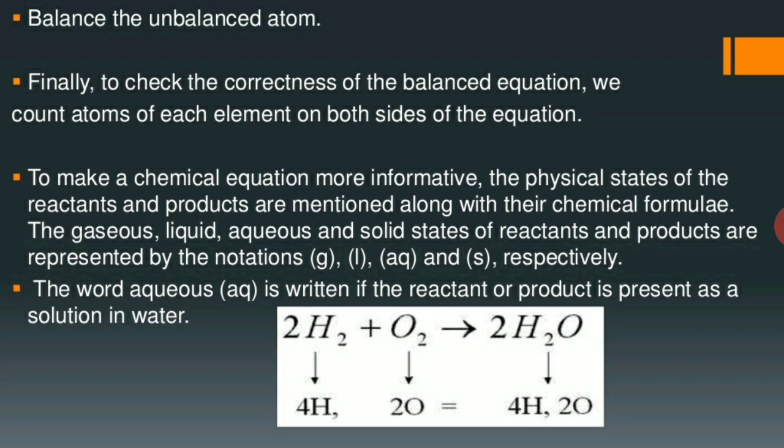To make the chemical equation more informative, the physical states of the reactants also we have to mention. For example, hydrogen exists in gaseous form, so we have to put G. Oxygen also exists in gaseous form, so we put G in brackets. To make the equation more informative, the physical states of the reactants and products are mentioned along with their chemical formulae.